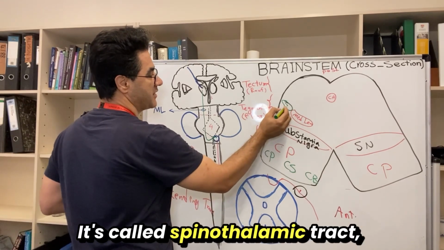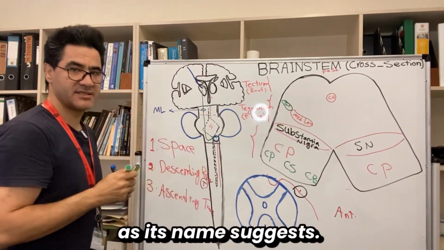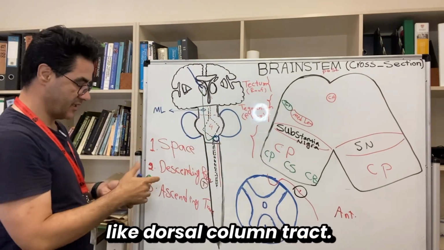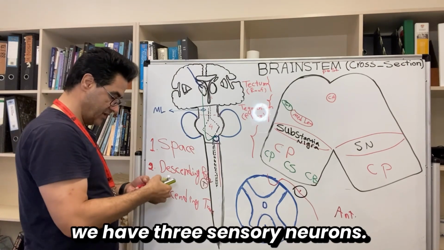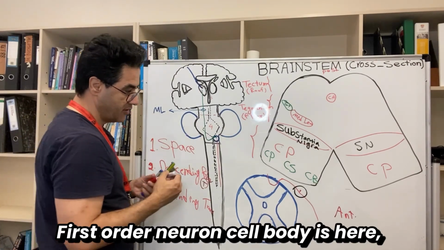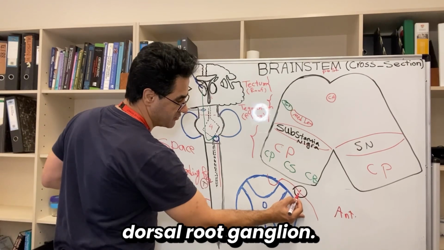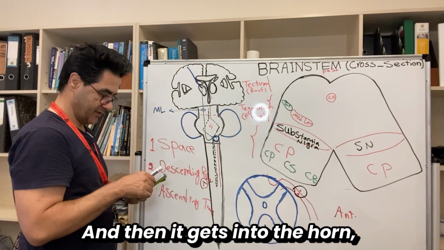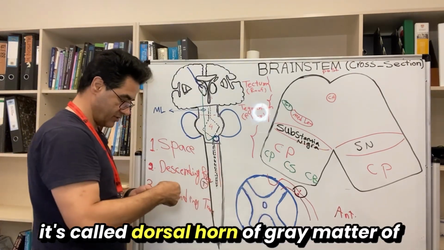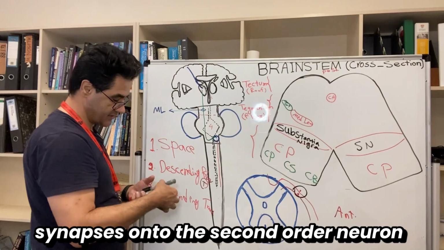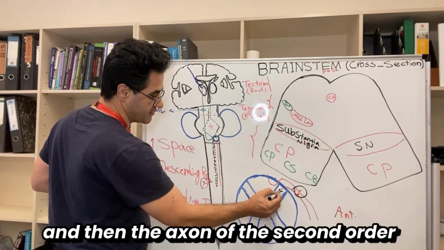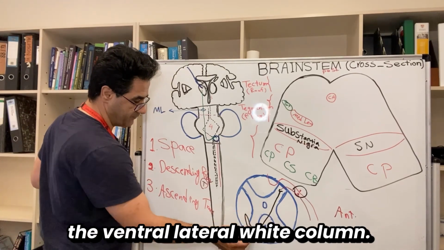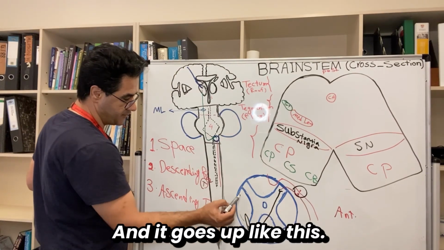It's called the spinothalamic tract. As its name suggests, it's coming from the spinal cord going up to the thalamus, like the dorsal column tract. Again, we have three sensory neurons. The first order neuron cell body is here, in the dorsal root ganglion, and then it gets into the dorsal horn of the gray matter of the spinal cord, synapses onto the second order neuron, and then the axon of the second order neuron decussates here and lands in the ventral lateral white column, and it goes up like this.